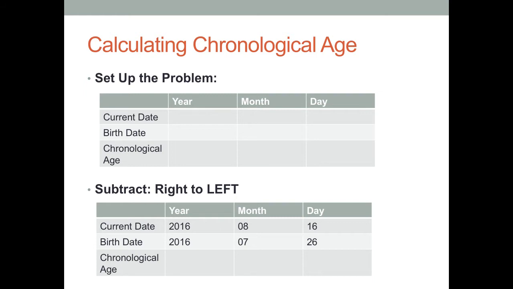And to do that, you first set up the problem. As can be seen here, you always organize it so it goes year, month, day, always in that order. And you always take your current date and subtract the birth date from it. And you always subtract from right, beginning at day, to left, year.